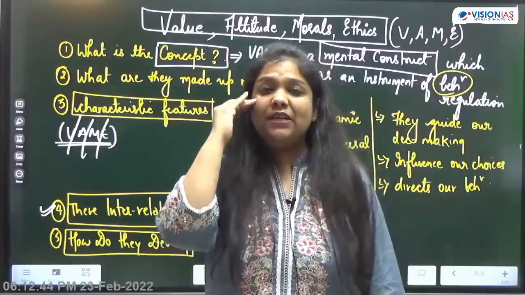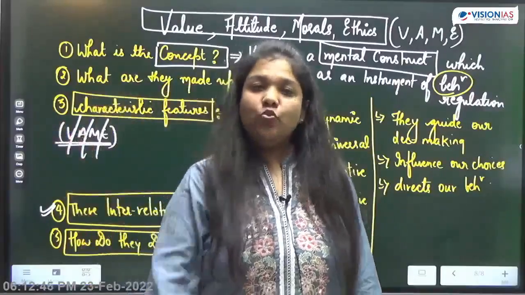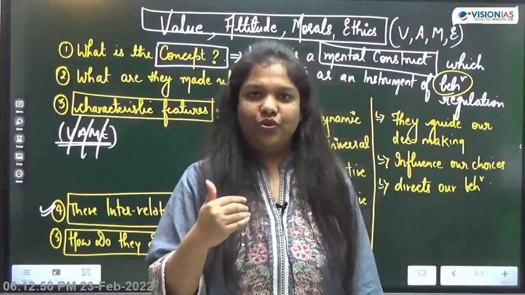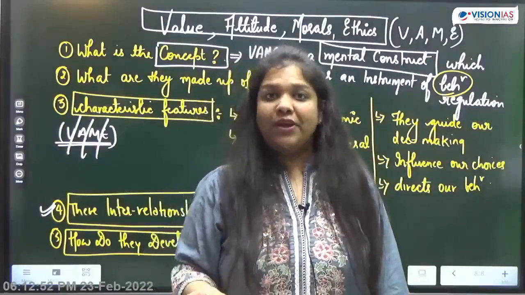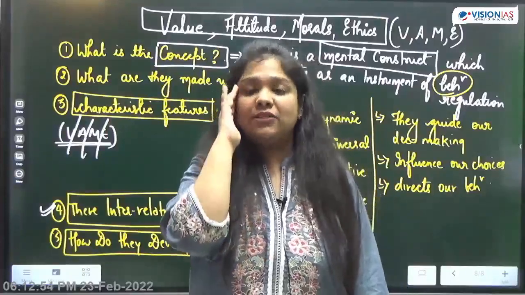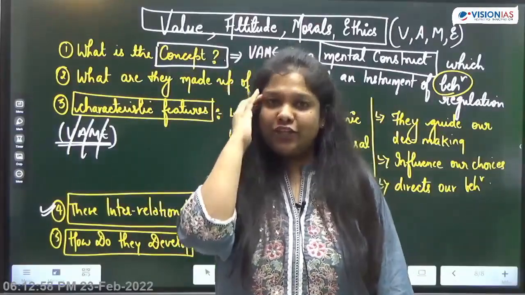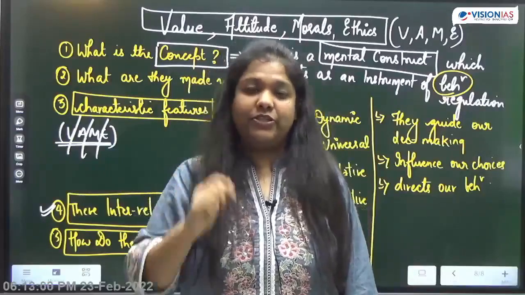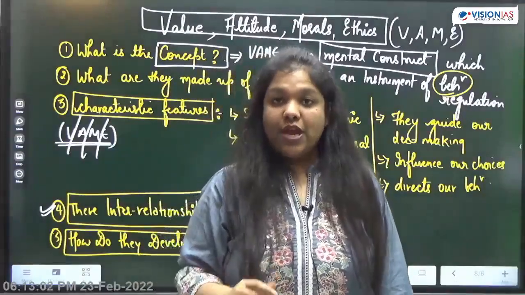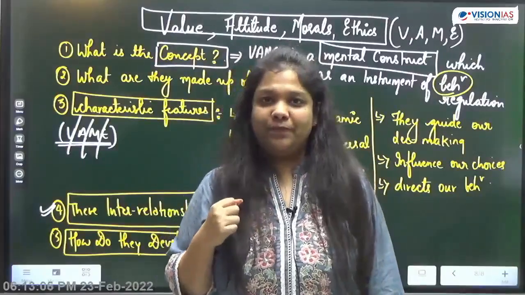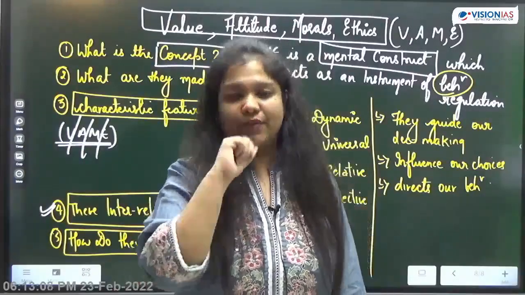It is a mental construct because you can't measure it. Can I measure your values? Can I measure your attitude? Can I measure your morals? No, I can't. Right? So it is a mental construct. It is somewhere in your mental capacity that your values, your attitude, your morals, your ethics are existing. However, it gives rise to something which is observable and measurable, and that is your behavior.